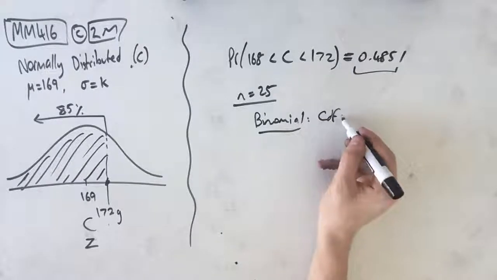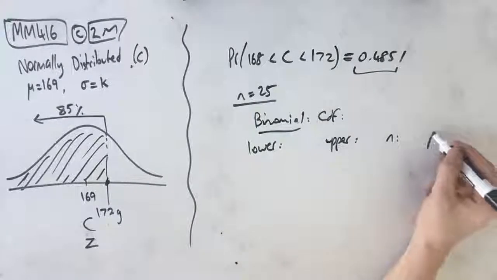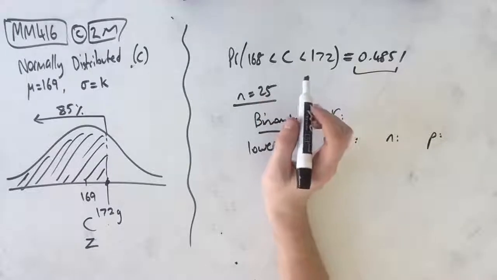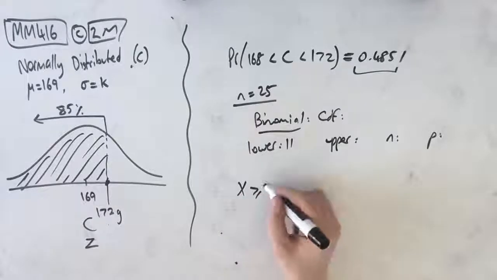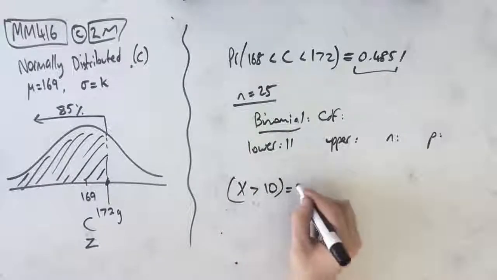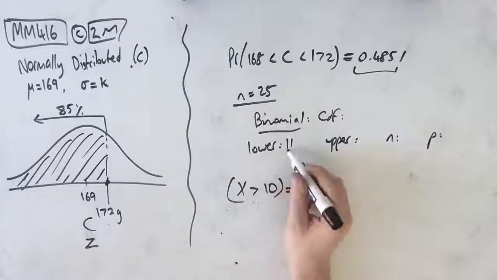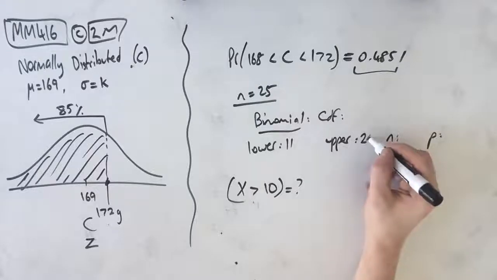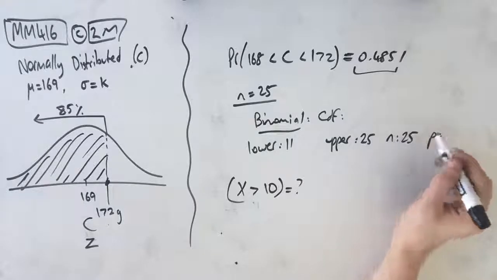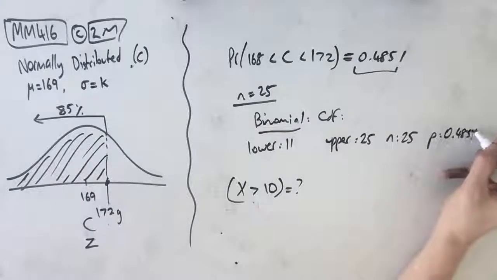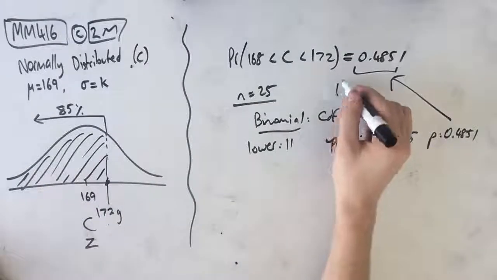So binomial CDF is going to ask us for lower, upper, N, and P, and our lower is going to be 11, okay, because we're looking for the fact that more than 10 of them have that weight range. So we don't use 10 as our lower because it's not including 10, we use 11. Our upper is going to be 25 because we're dealing with more than 10, and our total sample size is 25, so n equals 25 as well. And then our P is 0.4851, which we found in part AII. So this is all our first mark.